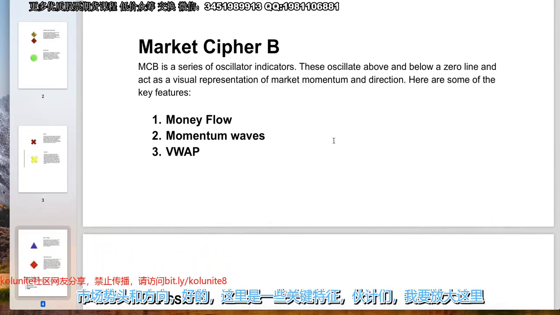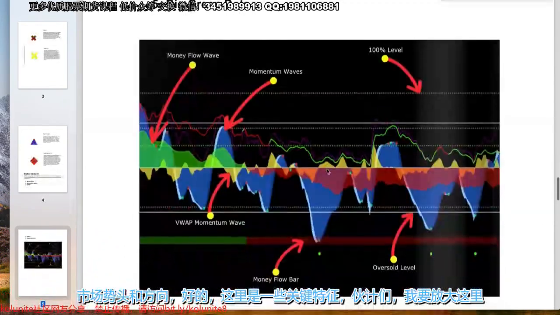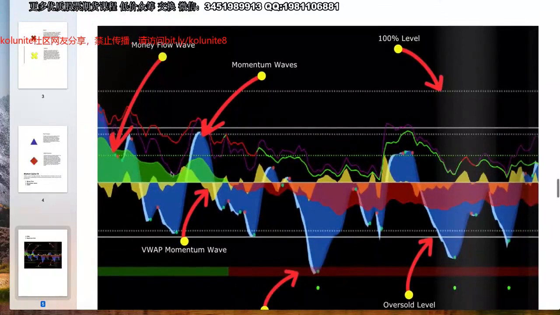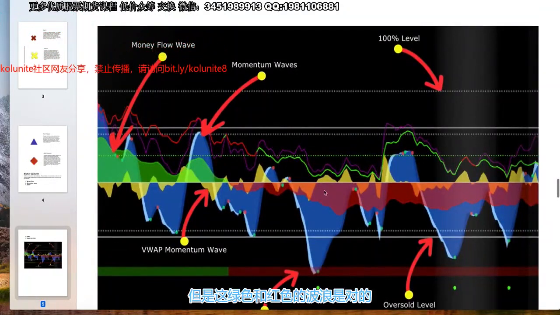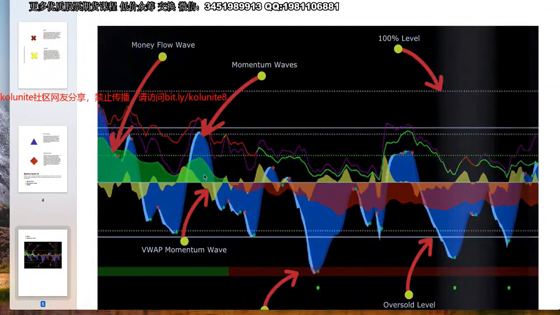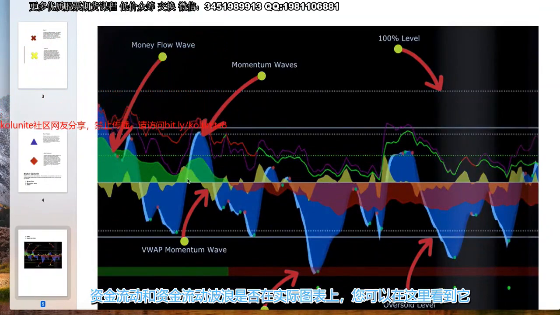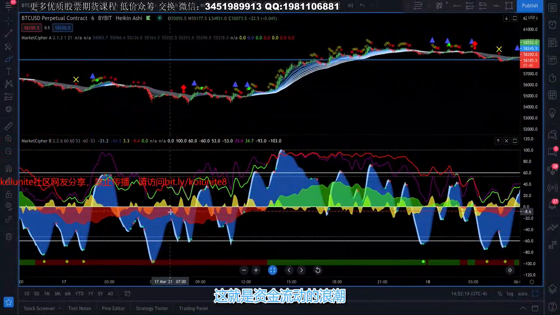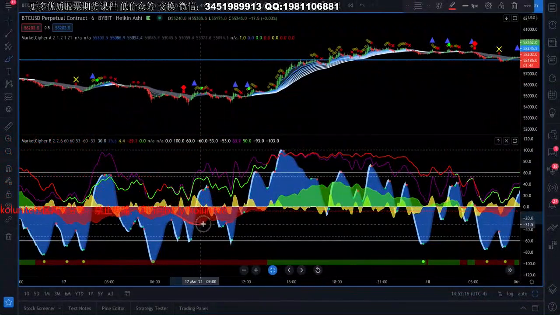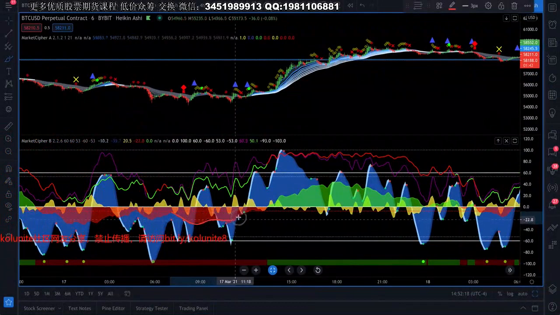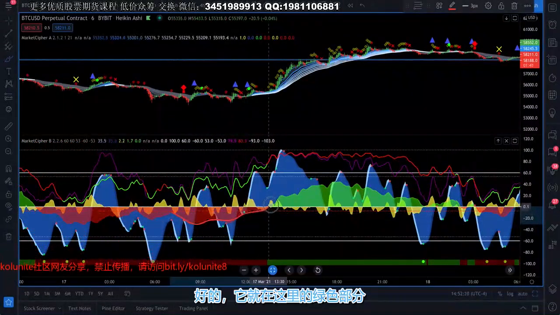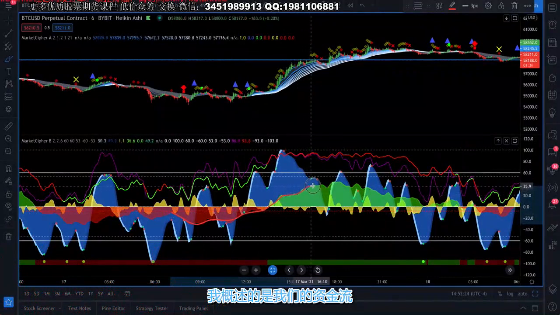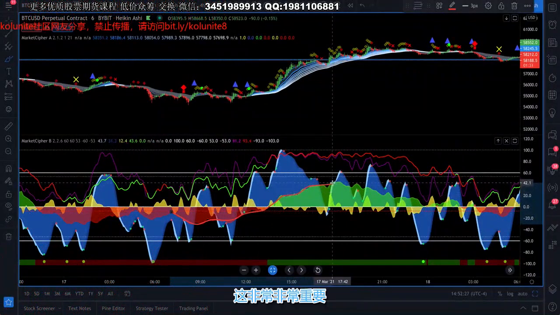Okay, so here are some of the key features, guys, and I'm just going to zoom in here, and then we're going to talk about this more. But this green and red wave right here is the money flow wave. On an actual chart, you can see it right here. This is the money flow wave, this red wave, and it comes up to the green part right here, what I'm outlining. This is our money flow wave, and this is very, very important.